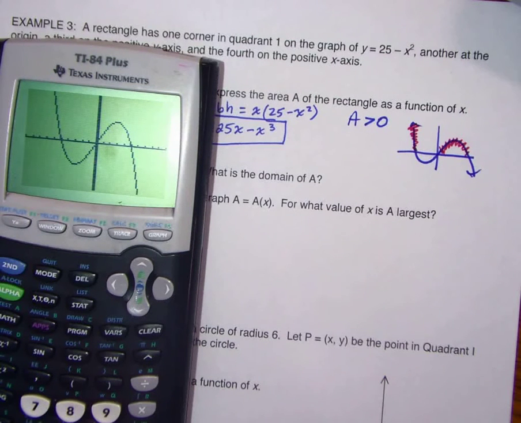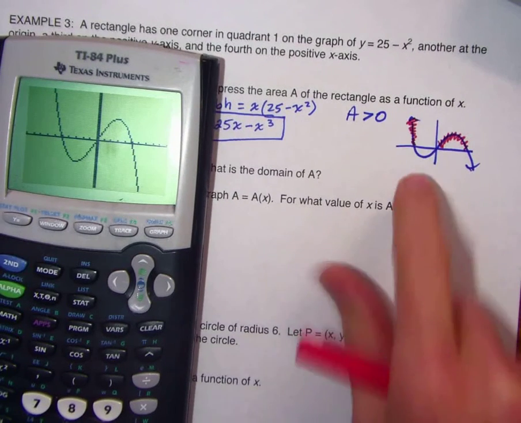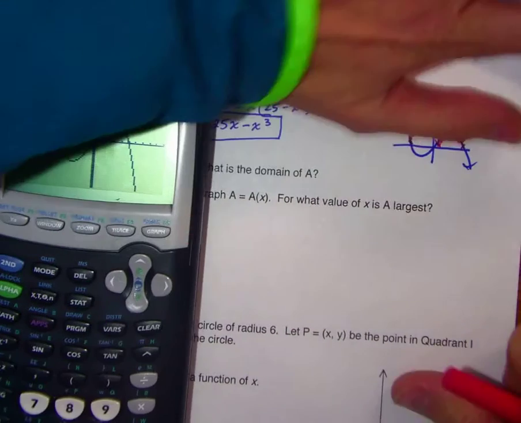Because it's negative. Because what's negative? No, the area is positive here. Because the area can't be negative. But the area isn't here. The area is negative. Everything underneath the x-axis, the area is negative.